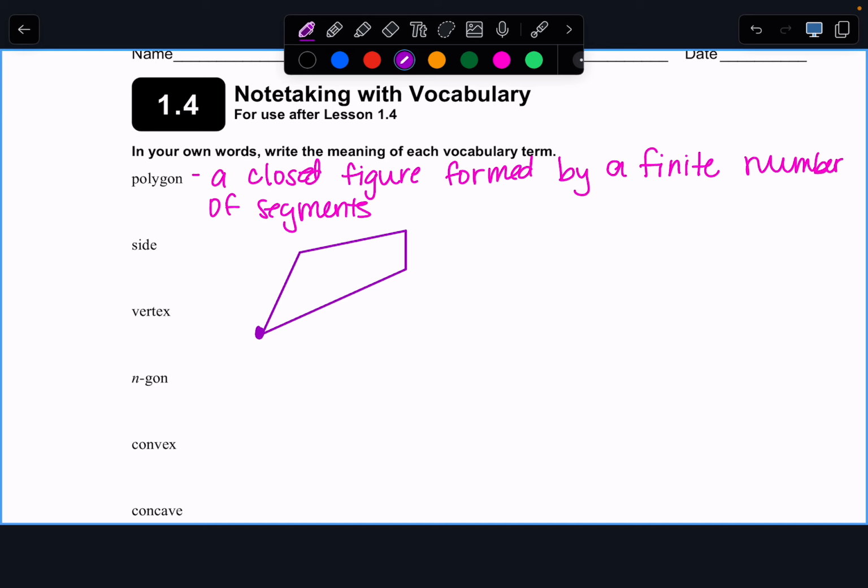Okay, here's a polygon. Any of these corners, we call a vertex. So this one has 4 vertices. And then the segments that connect, those are called sides. I feel like maybe you know a little bit about polygons because in elementary school you talked about a lot of polygons, right?